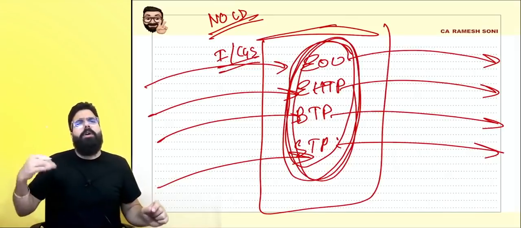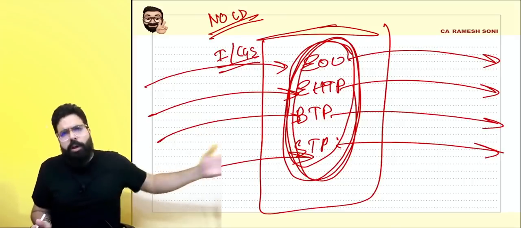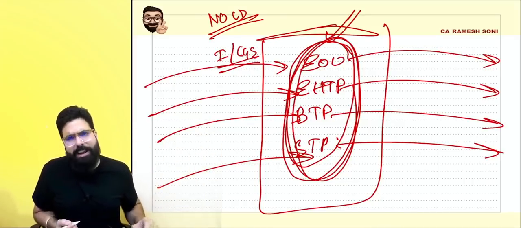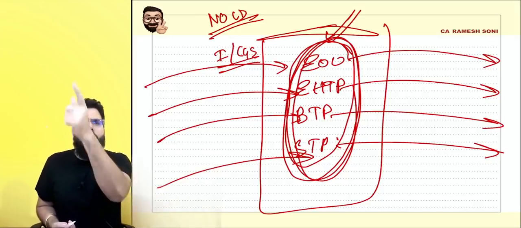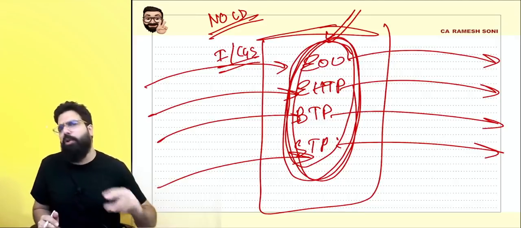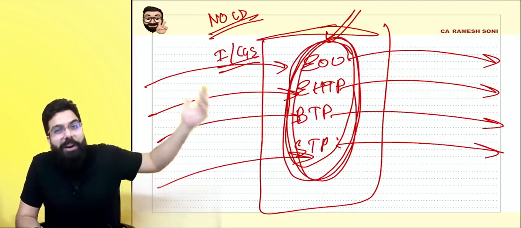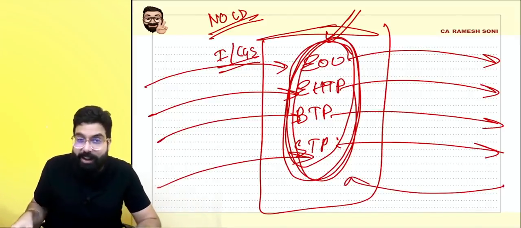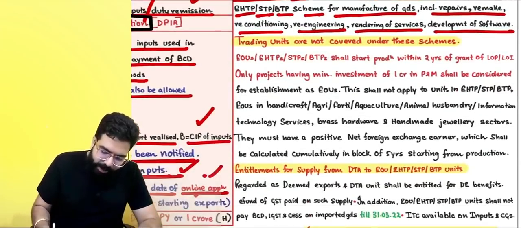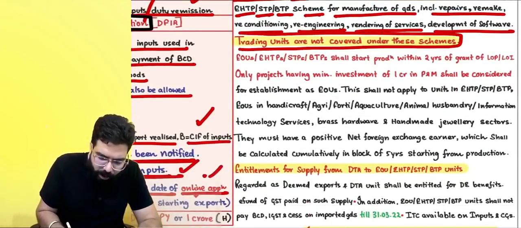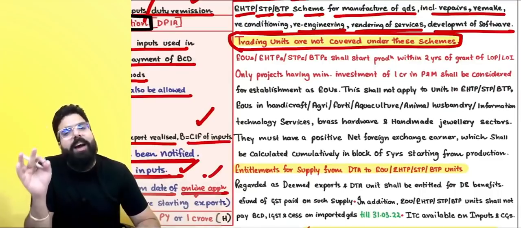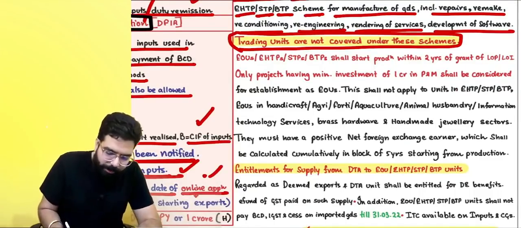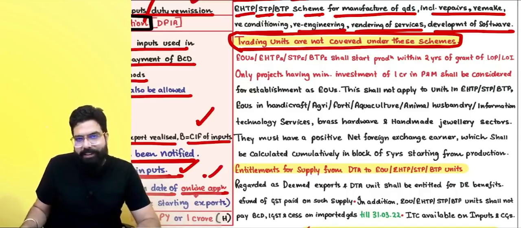You can go ahead and import. Your main job is what? To go ahead and export. If you are into only export, do one thing, set yourself up in an EOU or an ESTP or an STP or biotechnology park. Government is saying import raw material, import capital goods, don't pay any duty, because you are going to export and earn foreign currency. And Baba, foreign currency, government is very happy over there. Sir, it says trading units are not covered. Always remember, only manufacturing units are allowed because government is promoting Make in India over here. Government says trading units are not covered under this scheme.